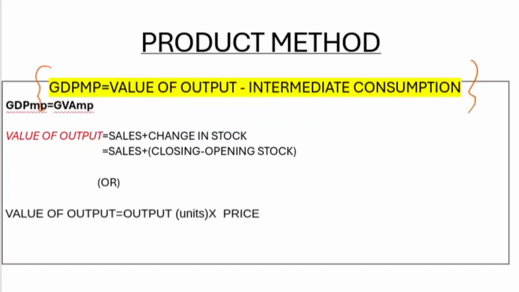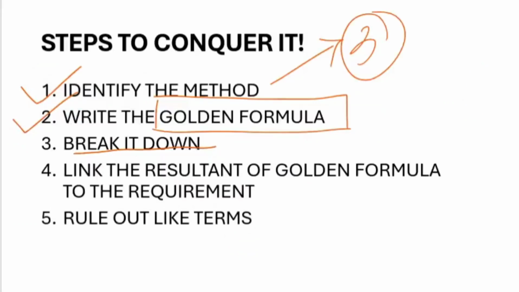Which means, for example, this value of output will not be directly given in the question. So you need to have another formula in which value of output is equal to sales plus change in stock. You will not be able to understand everything at once. I'm just making you understand. You will be clear when we go deeper into it.